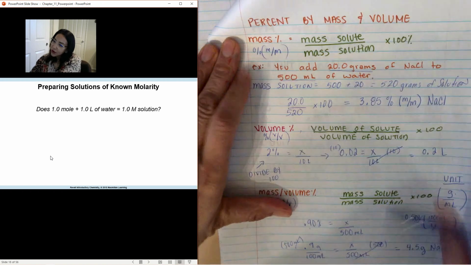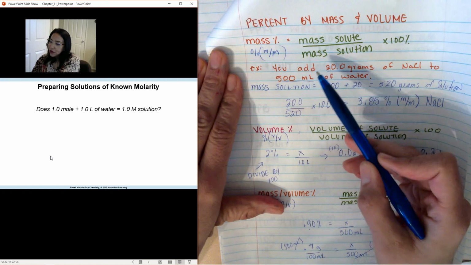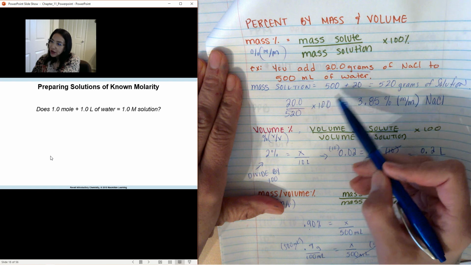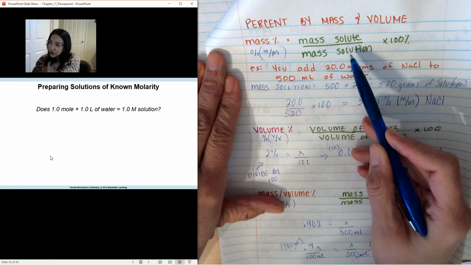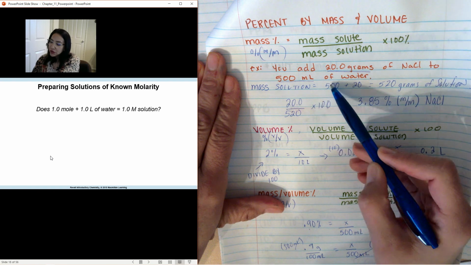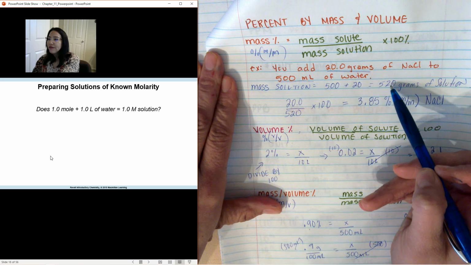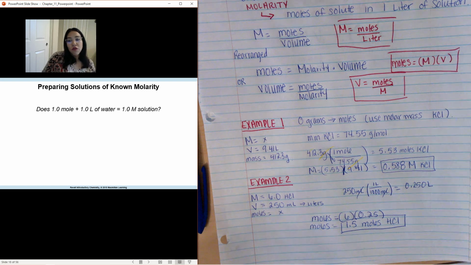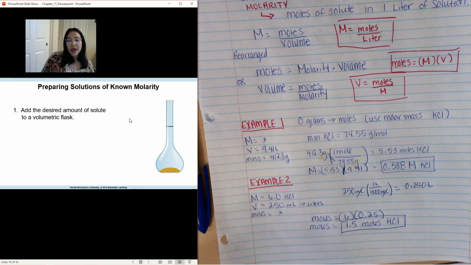So back in our first video, we said if you add 20 grams of sodium chloride to 500 milliliters of water, what's the mass of our solution? Well, the mass of our solution was 500 plus 20, which gave us 520 grams of solution. So therefore, this is not an exact quantity. We're not going to get exactly a 1 molar solution. That's because when we add things together, if you put the exact amount of water first before putting in your solute, you're going to end up with more.